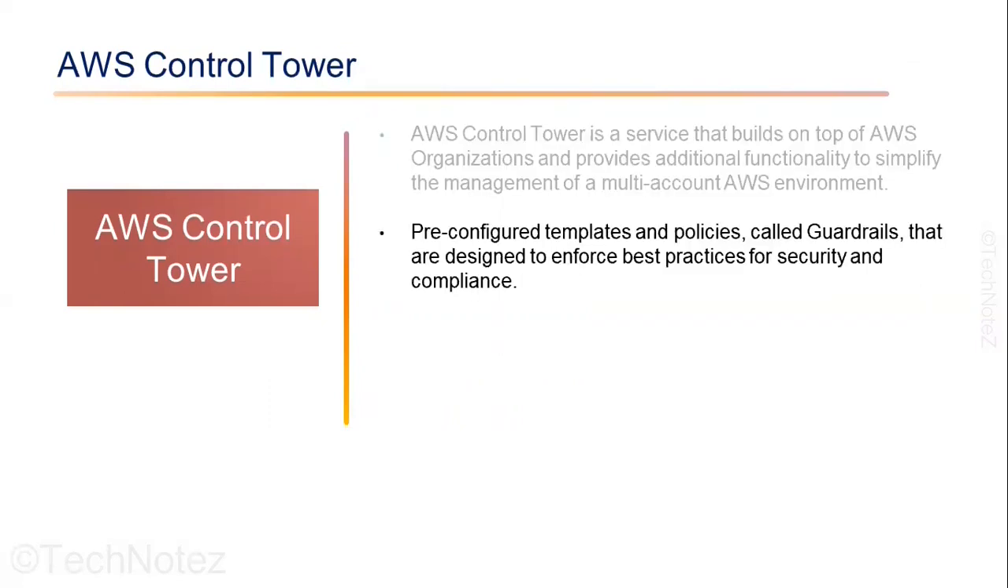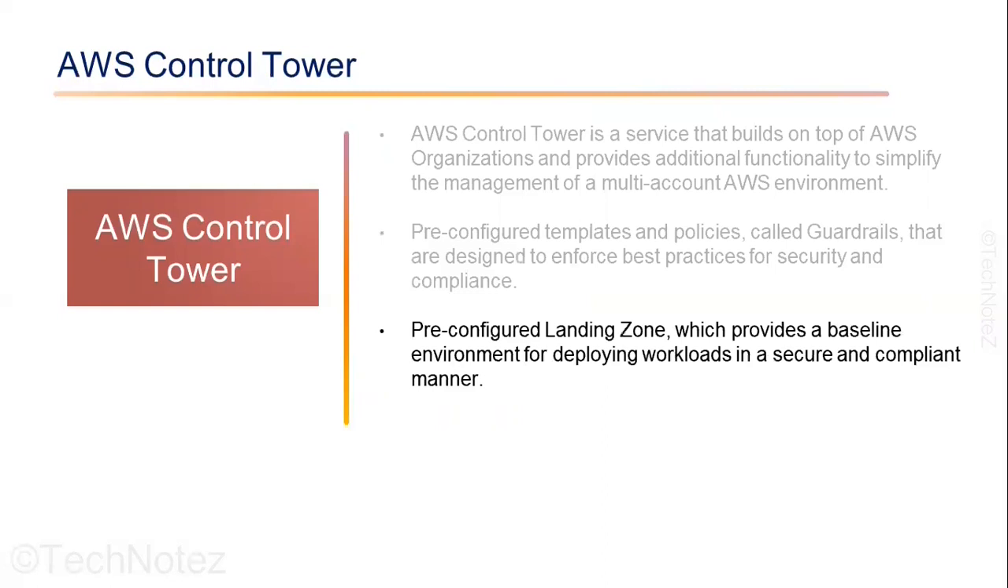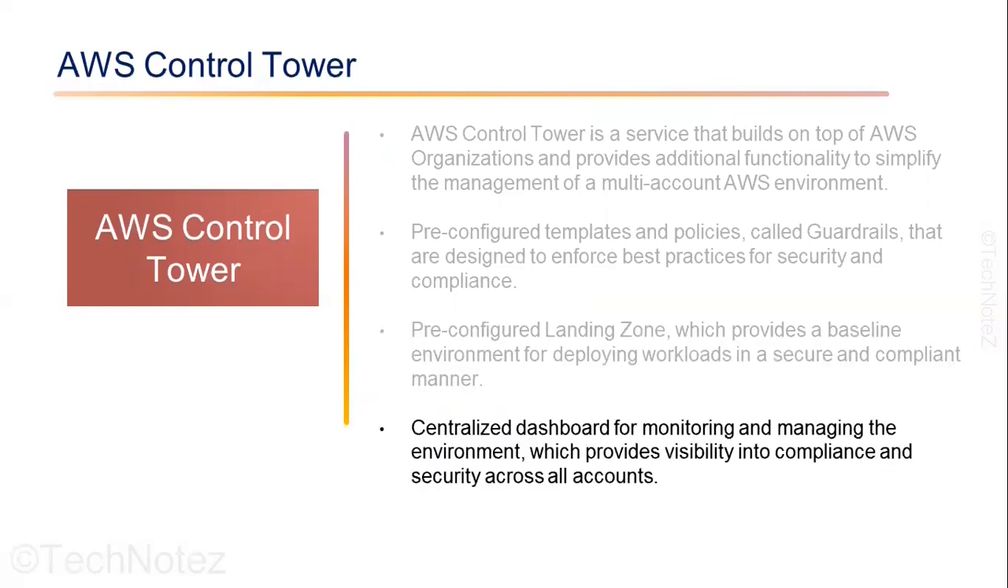AWS Control Tower includes pre-configured templates and policies called guardrails that are designed to enforce best practices for security and compliance. It also includes a pre-configured landing zone, which provides a baseline environment for deploying workloads in a secure and compliant manner. AWS Control Tower also includes a centralized dashboard for monitoring and managing the environment, which provides visibility into compliance and security across all accounts.